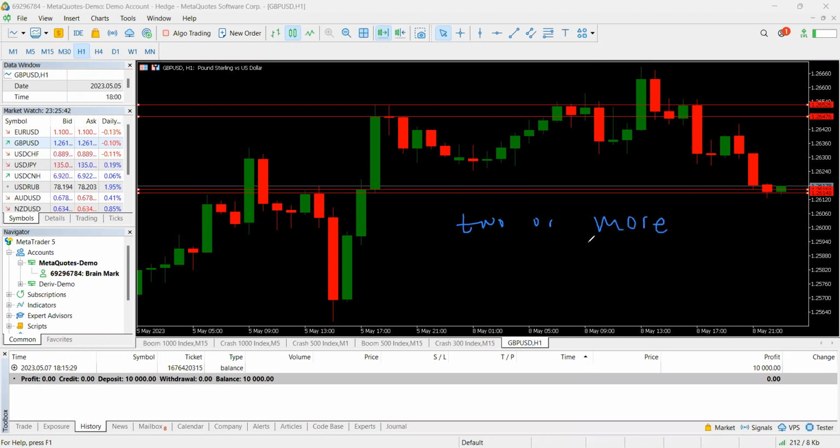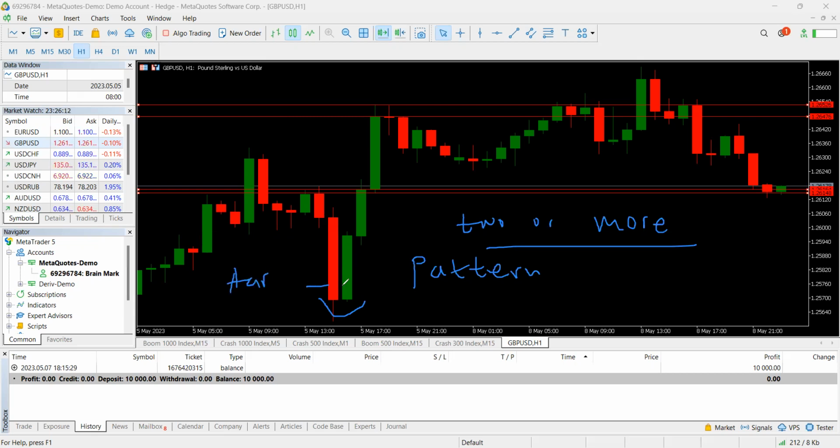Now, we also have two or more candlesticks coming together to influence your decision. We call that a candlestick pattern. For example, if we take these two candles and put them together, these two candles are called harami.